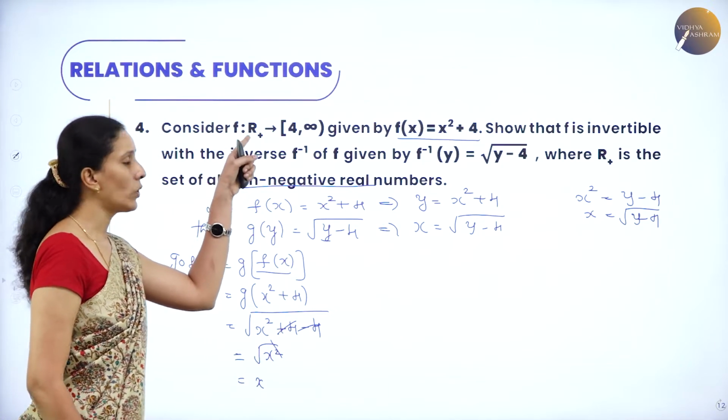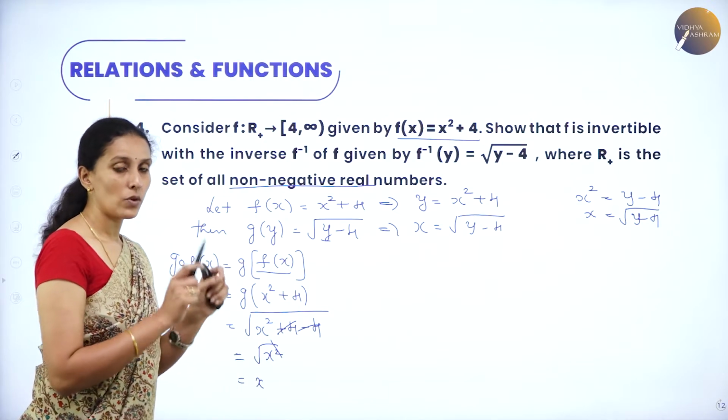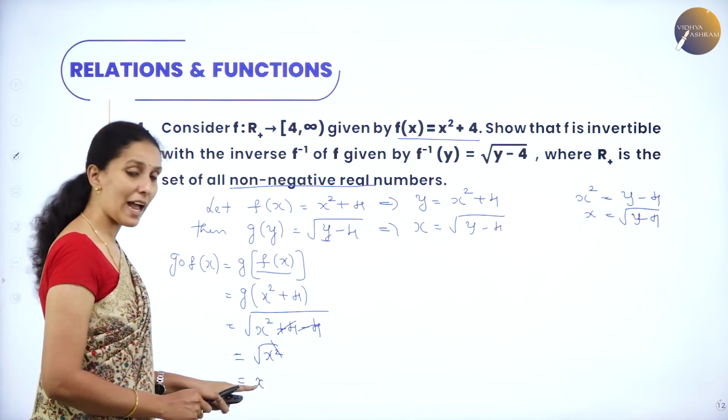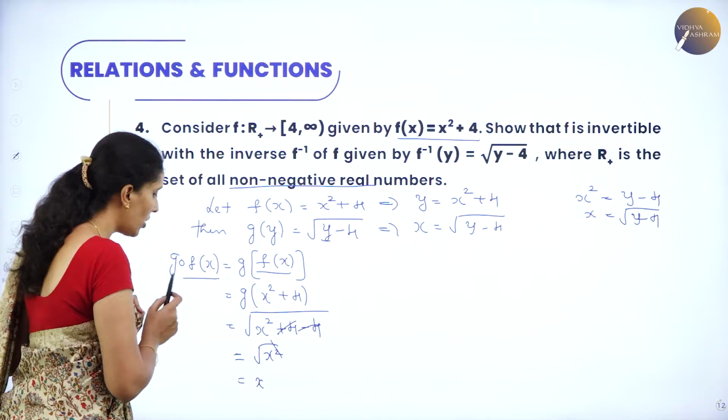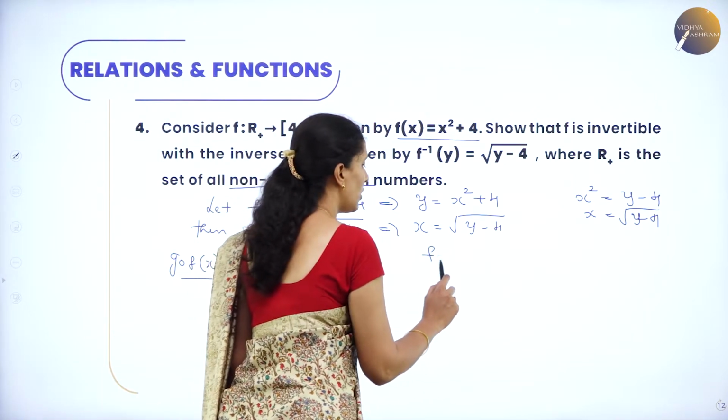Since it is defined only under the positive real numbers, we can't write here plus or minus x. It is only the positive real numbers. So therefore, we have to write plus x. So we got g naught f of x is equal to x. Now let's check for f naught g of y.